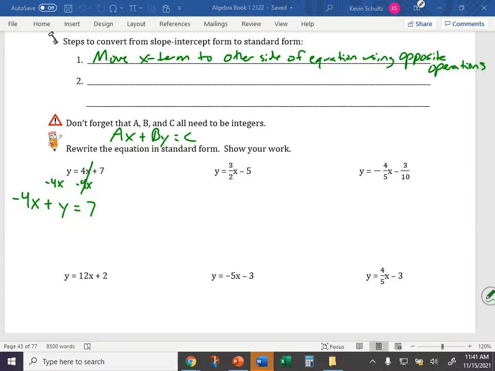Okay. The second one, we've got a fraction there, which we know is going to be a problem at some point, but not yet. Our first step is still going to be the same thing. We're going to move that x term over to the other side. So since it's a positive 3/2 x on the right, what are we going to be doing to move it over? Subtract. Okay? Subtract 3/2 x.